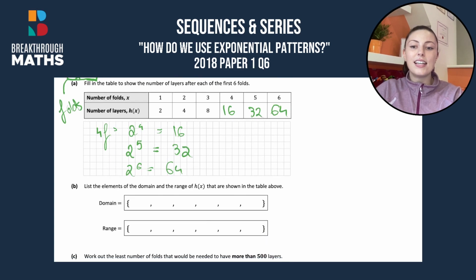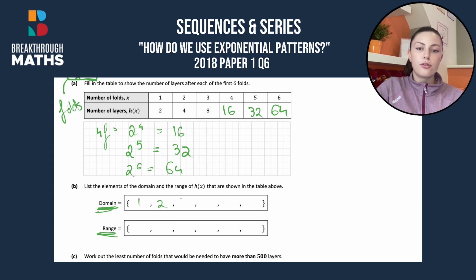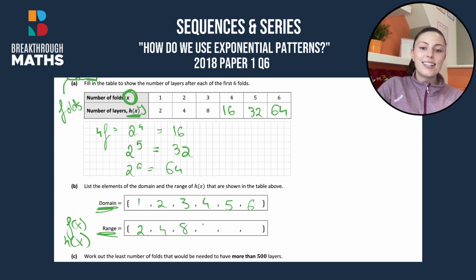Okay, next we're asked to list the elements of the domain and range that are shown in the table above. So this is a recap back on functions. The domain is the different x values that you have included, and the range is the y values. So the x values are 1, 2, 3, 4, 5, and 6. And then our y values in functions are called f of x, or in this case h of x. So we have 2, 4, 8, 16, 32, and 64.